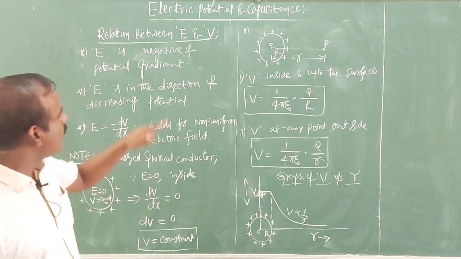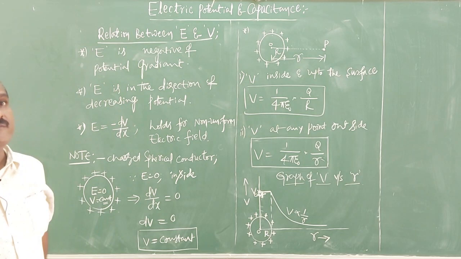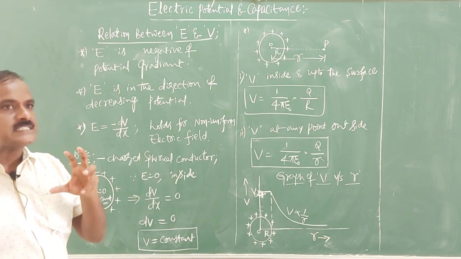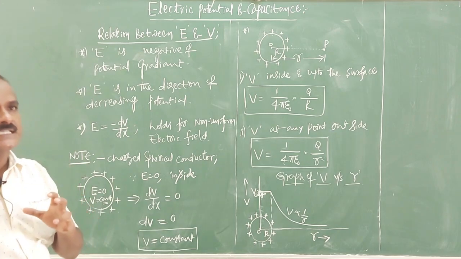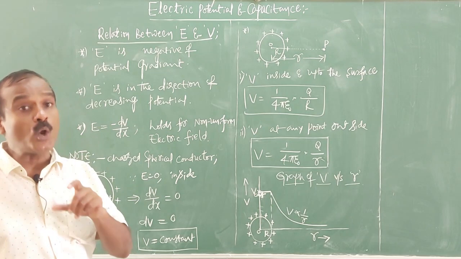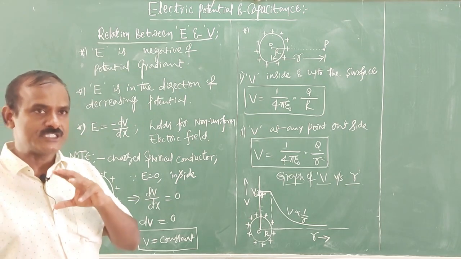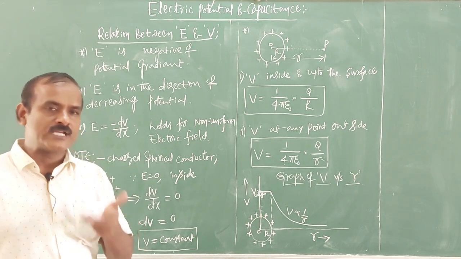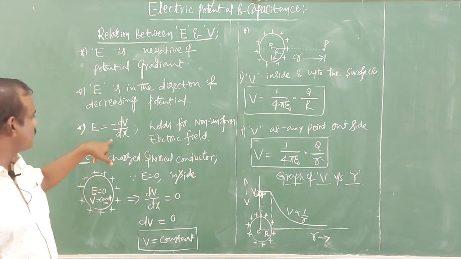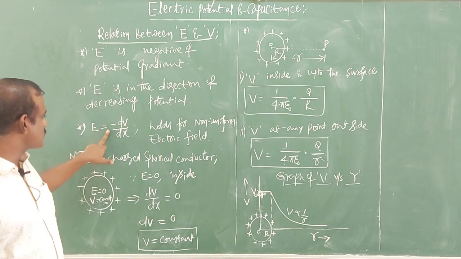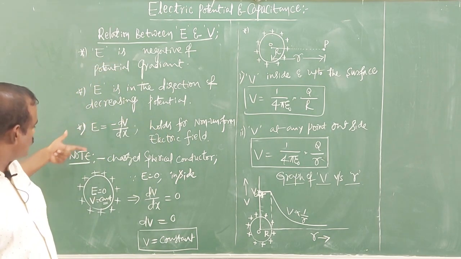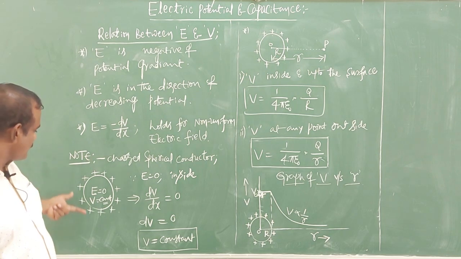Then we discussed, very importantly, the relation between E and V, electric field and potential. The field here is non-uniform because we considered a point charge. Due to a point charge, the field surrounding it is always non-uniform. It varies in magnitude as well as in direction. After getting this result, we derived this result, and this can be asked for 3 marks. And we discussed various aspects of this result.